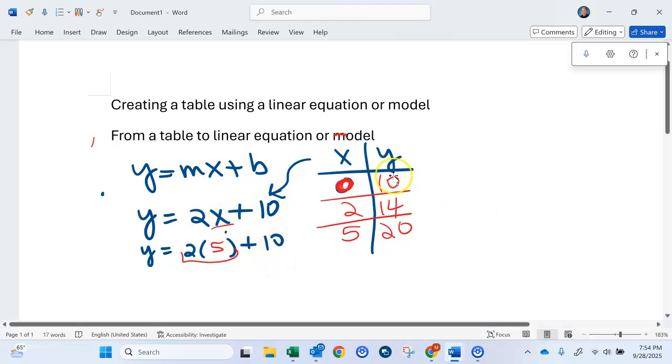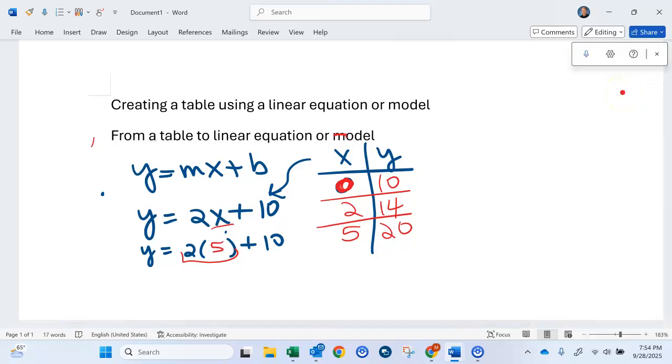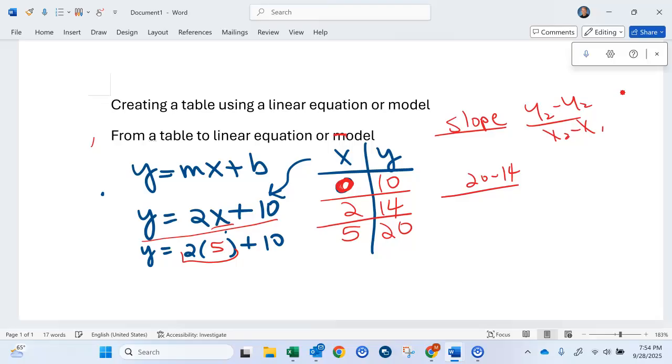What we've done earlier is we reviewed the process of going in the other direction. How do we get table values and come up with the equation? Let's pretend we don't know this equation here. Well, real quick, what we do is we find the slope, and that is going to be y2 minus y1 over x2 minus x1. For example, let me use the y's, 20 minus 14, and then 5 minus 2 for the x's, so I'd get 6 over 3, so I'd get a slope of 2. And that checks out over here.